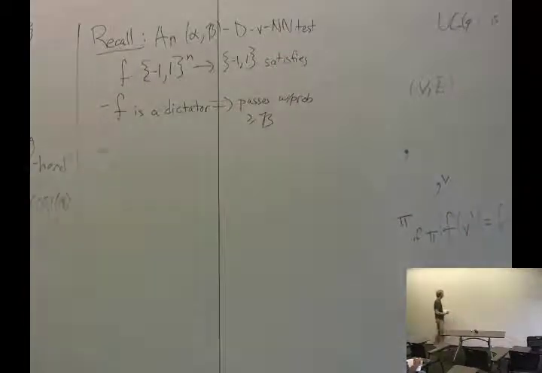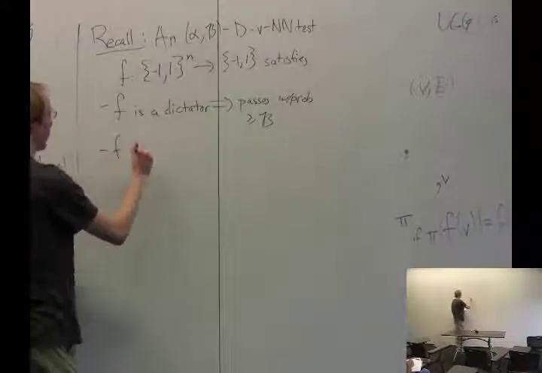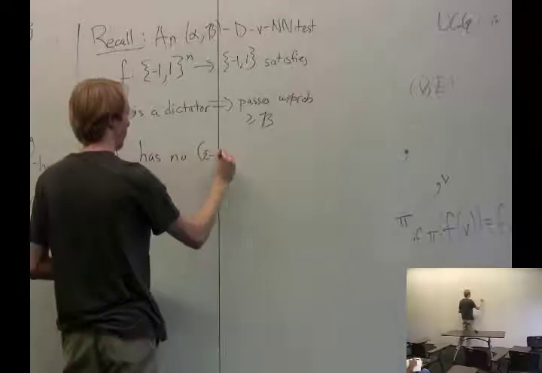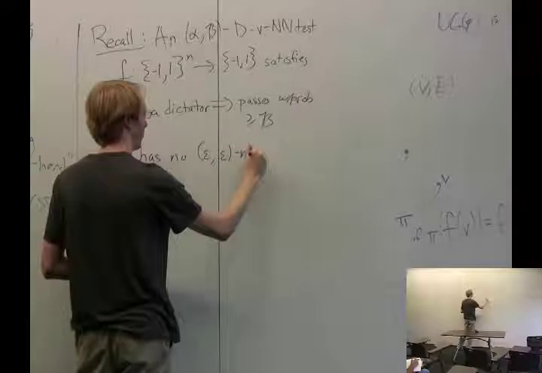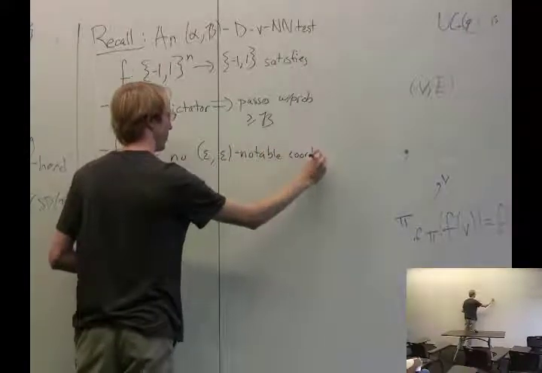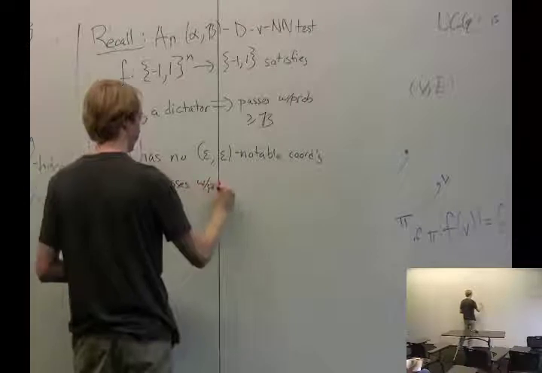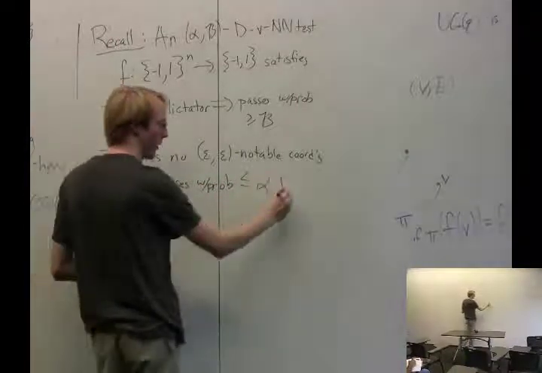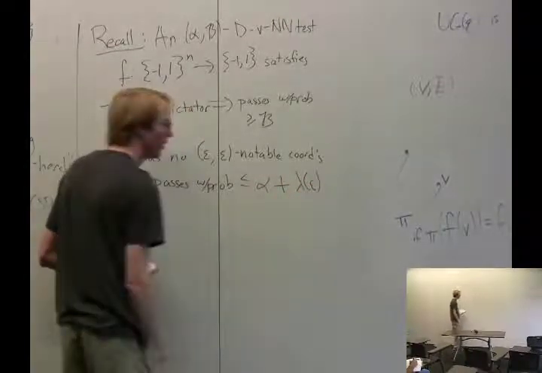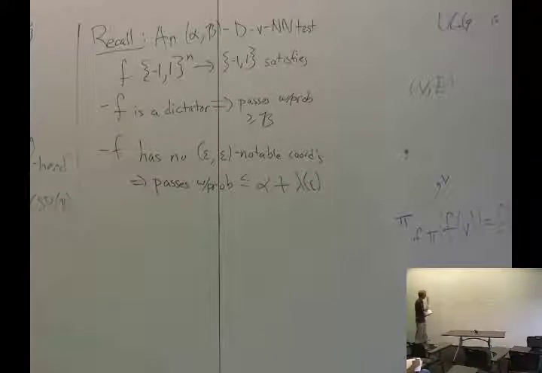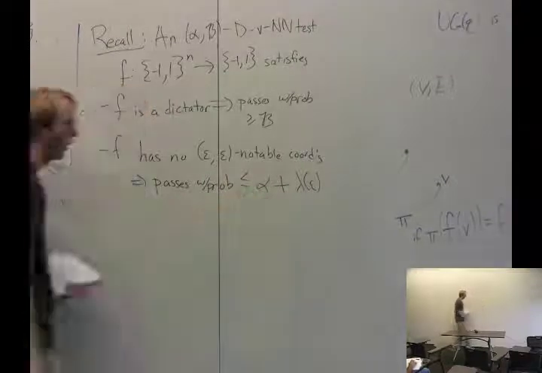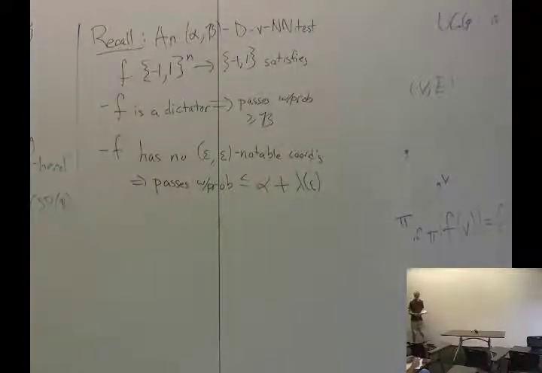And the other one is that if f is far from a dictator, then you want it to pass with low probability. And what was our notion for being far from a dictator? It just meant that it has no epsilon-epsilon notable coordinates. So if f has no notable coordinates, then it passes with probability at most alpha, plus some weirdo lambda of epsilon error term that's kind of a nuisance, but is always with you. Okay, and as epsilon goes to 0, this also goes to 0. So for small epsilons, it's something that you really don't have to worry about.